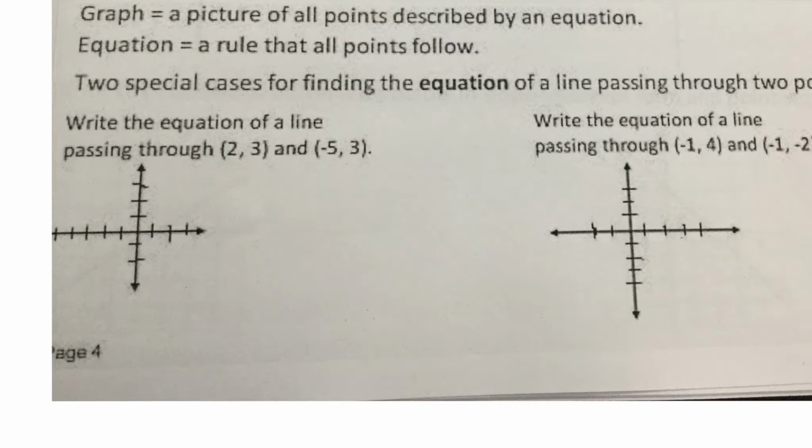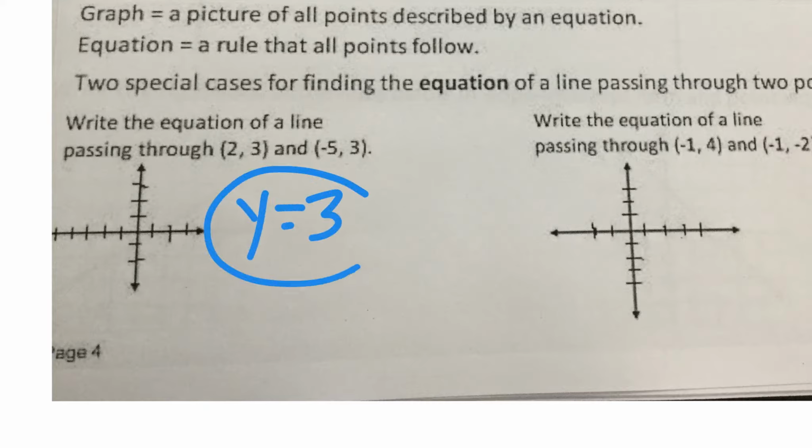So here we go again with the special cases for equation of a line. It tells me to write the equation of a line passing through 2 points. And we're going to look at how to do that in just a second. But right now we're still looking at a special case. So my y value doesn't change. Right? It's 3 here and it's 3 here. That means the equation of the line would just be y is equal to 3. Any point on that line has to have a y value equal to 3 because it never changed.